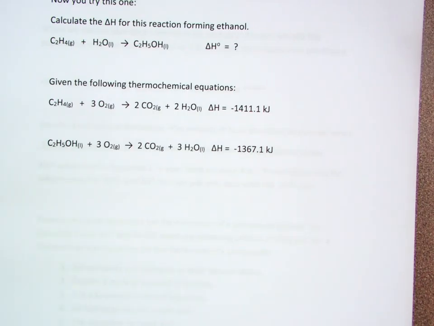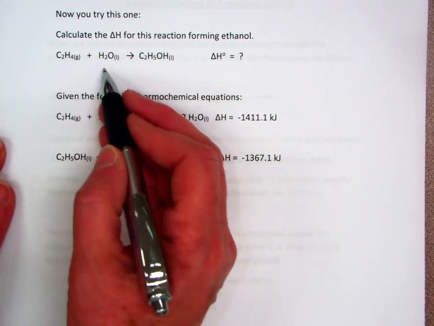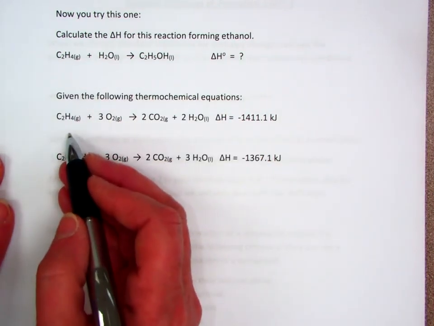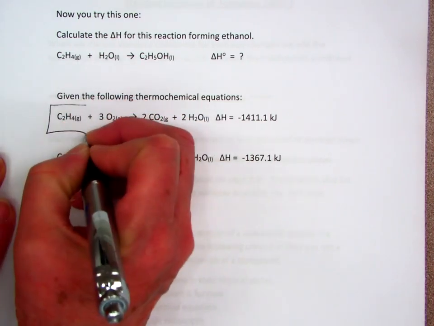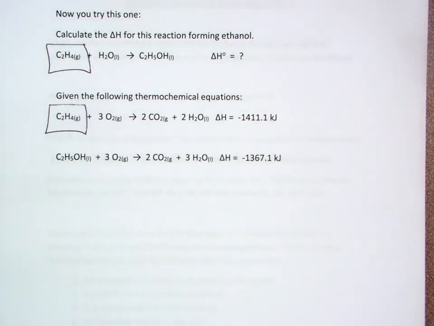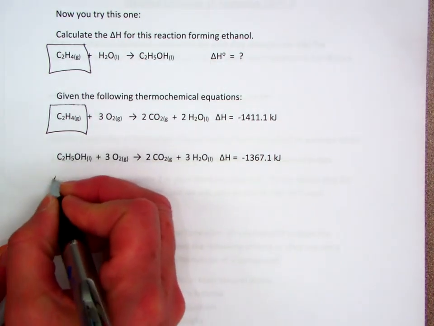Now, this problem was simpler than the one I did because you only had two equations given. So when we look at this one, we know that we have ethene plus water gives us ethanol. So if I look at my first equation, I have 1 mole of ethene on the left, and I want 1 mole of ethene on the left in my overall reaction. So I use this first equation as written.